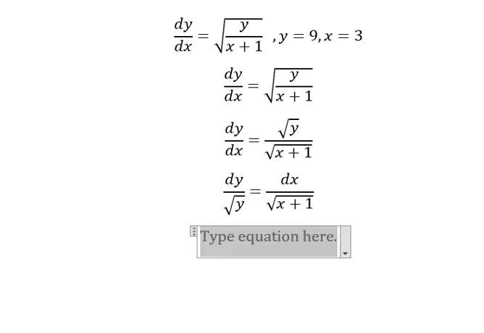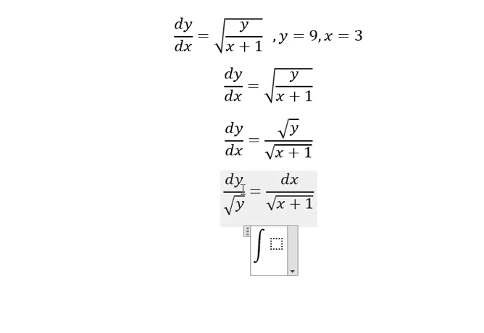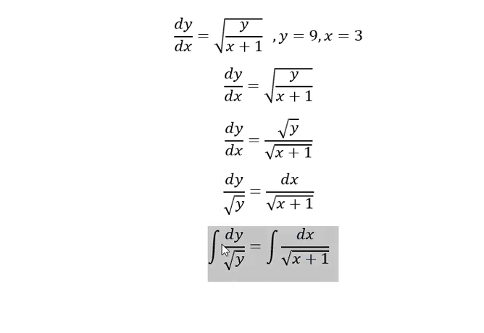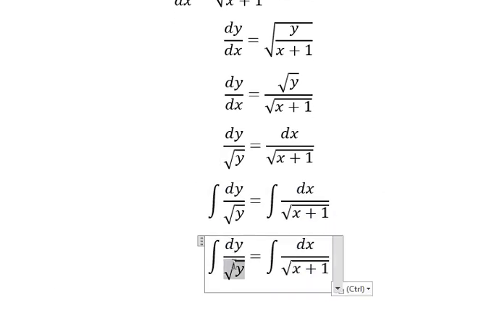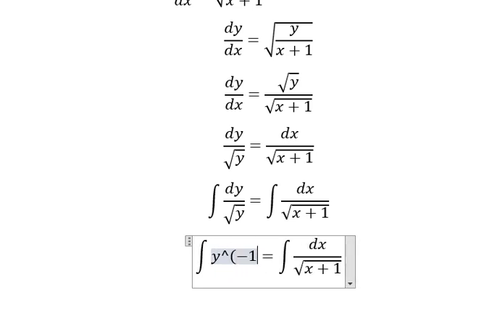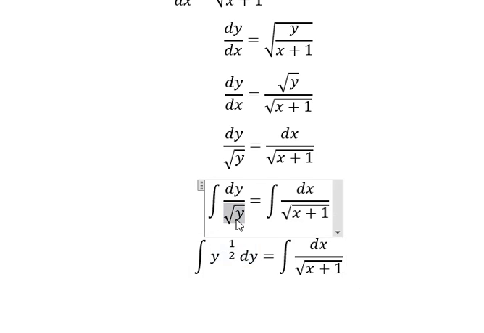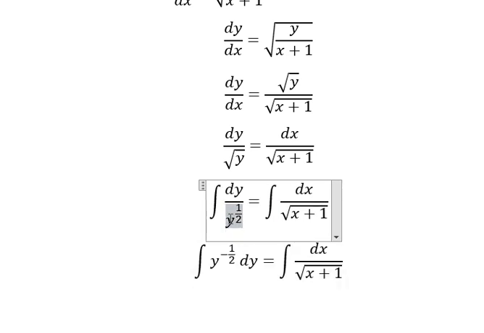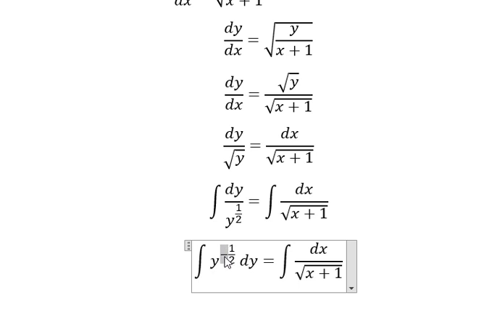Next, we put the integration for both sides. So this one we can put y to the power of negative 1 over 2. The square root that is about 1 over 2. If we want to put this one go to numerator, the power we need to have the negative sign, similar for the second one.